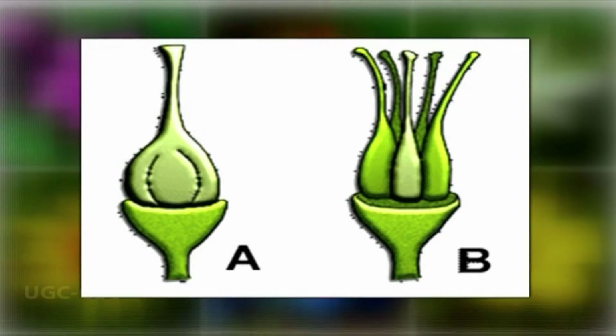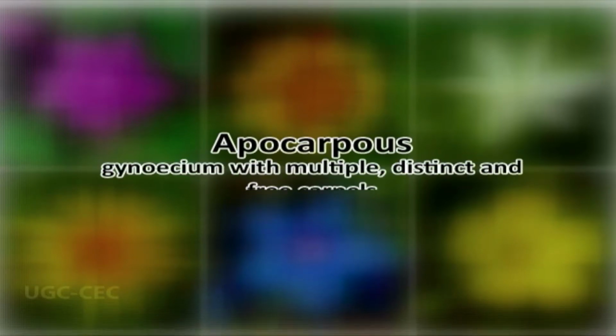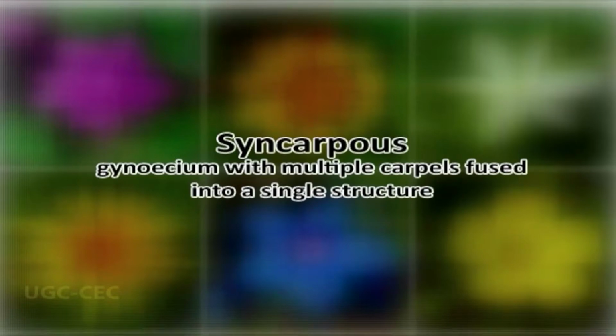The gynoecium is often referred to as female because it gives rise to female gametophytes. Gynoecia give rise to and protect ovules within the one or more ovaries. Carpels are the building blocks of the gynoecium. If a gynoecium has a single carpel, it is called monocarpous, whereas a gynoecium with multiple distinct and free carpels is called apocarpous. If a gynoecium has multiple carpels fused into a single structure, it is called syncarpous. A syncarpous gynoecium can sometimes appear very much like a monocarpous gynoecium.